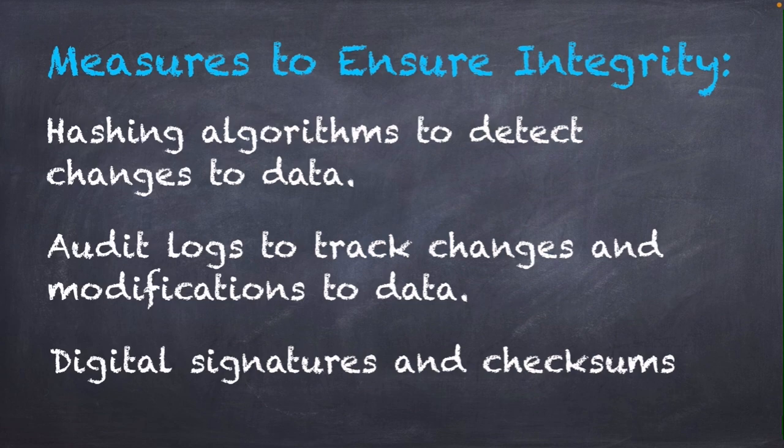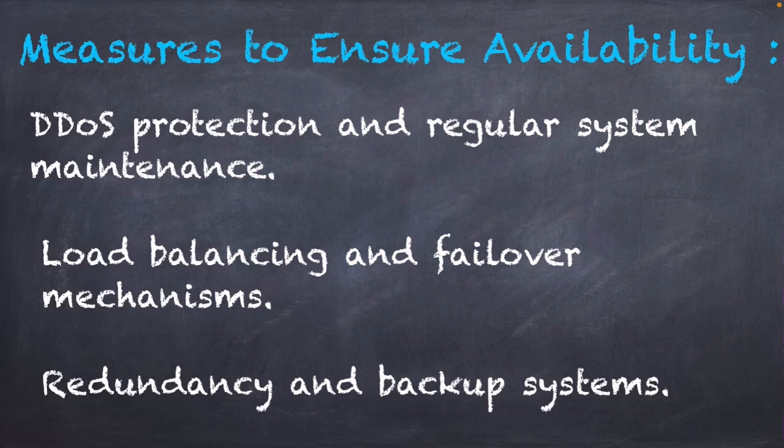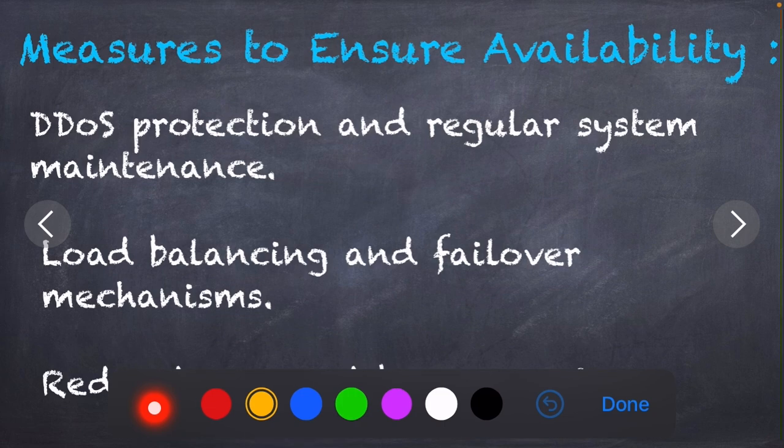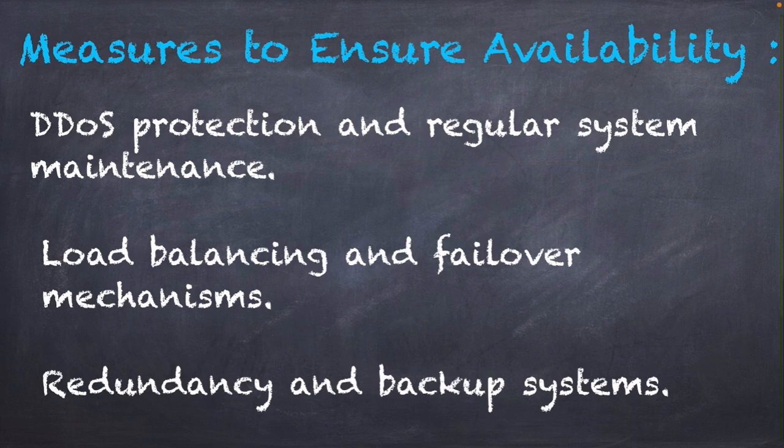Then the measures to ensure availability. First is defending against denial of service attacks and regular system maintenance. So defending against distributed denial of service attacks to ensure that systems stay operational. Then regular maintenance, ensuring systems are updated and patched to avoid downtime due to security vulnerabilities. Then what is redundancy? Keeping backup systems in place in case the primary system fails. Then load balancing, distributing traffic across multiple servers to prevent overload on any single server.